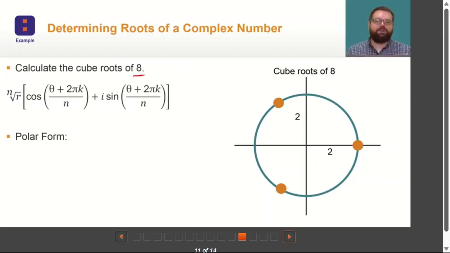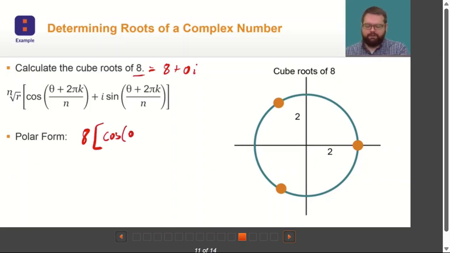The first step is to express 8 as a complex number in polar form. In the complex number system, 8 is actually equal to 8 plus 0 times i. The polar form would then be 8 times the quantity of the cosine of 0 plus i times the sine of 0. Now to apply the roots formula.